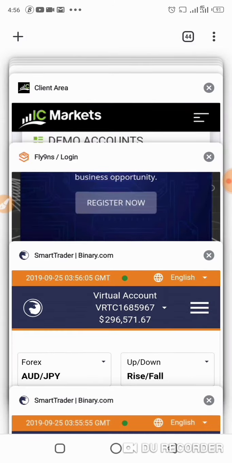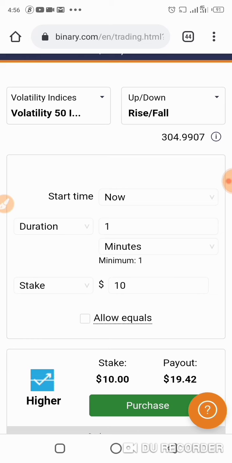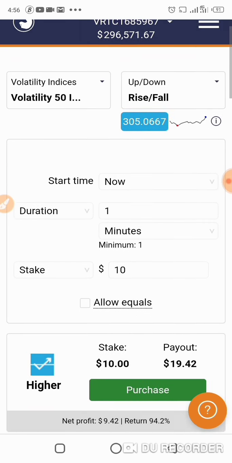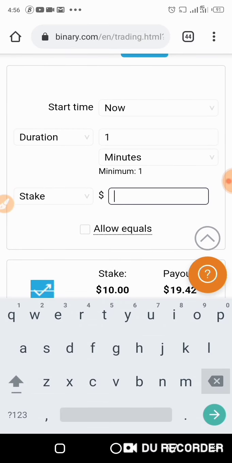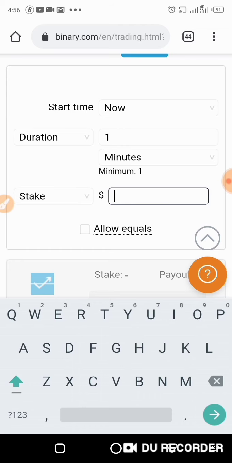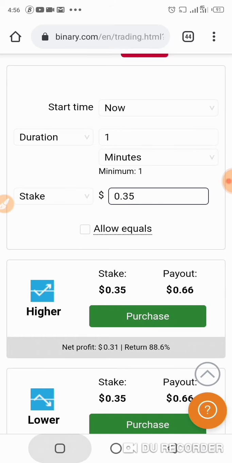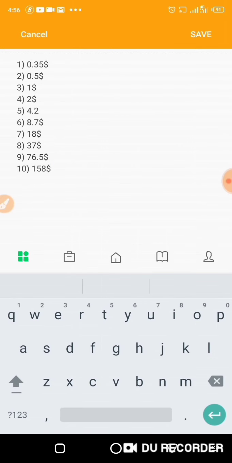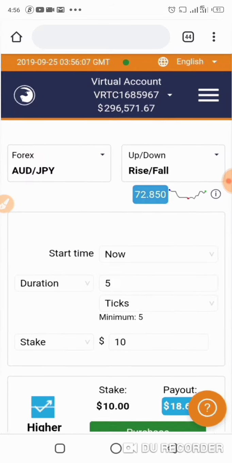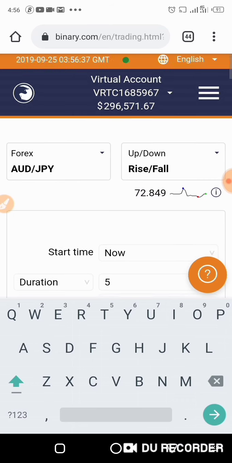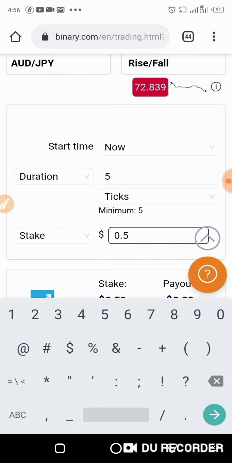On the first one, suppose we have seen a signal on volatility index 50, and you want to trade on it. Your first stake here would be 0.35. The multiplier we are using, after 0.35, the next one is 0.5. So the other tab will be 0.5.